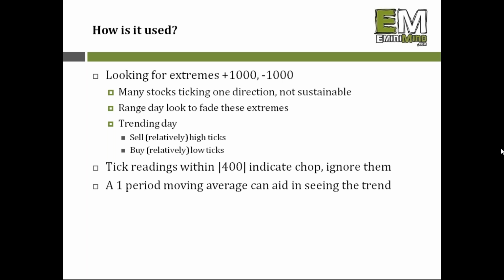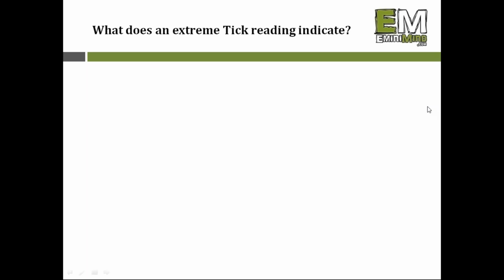at the very least coming back at the end of the day and looking for all the plus 1,000 or even plus 800, minus 800 readings. Those are fairly extreme tick readings in some cases, and finding those extremes and looking at where they correspond to the price data. So where that plus 1,000 tick reading corresponds with the E-mini S&P chart.